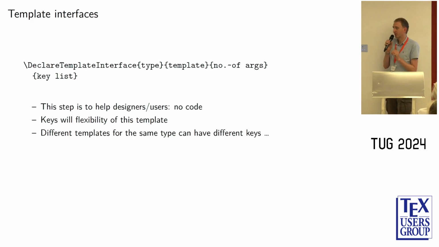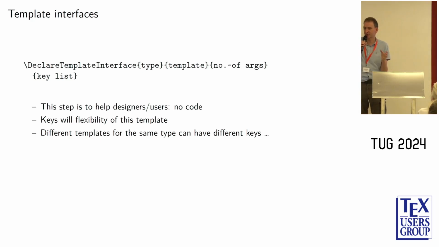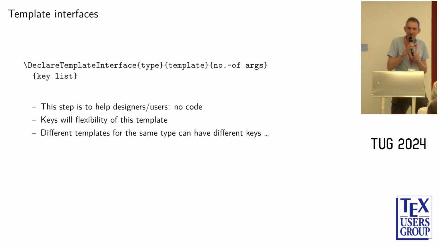We need to work out what they all are. So that's the idea here. So the interface is just going to say, the key list is going to be, say, we might have some very dull names.